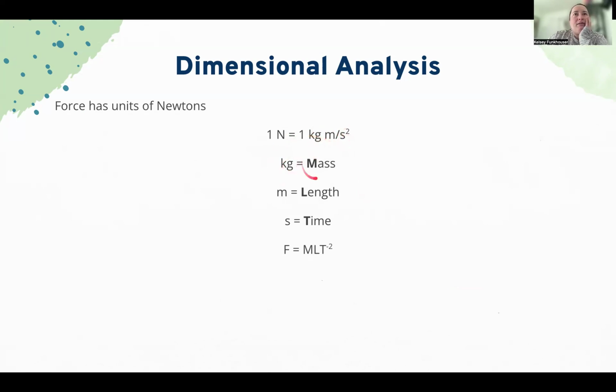Kilograms are mass, so I'll list those with a capital M right now. Meters is length, so capital L. And seconds is time, so capital T. So this is what the units of force look like. Mass times length times time to the -2, or divided by time squared. Either of those are equivalent.